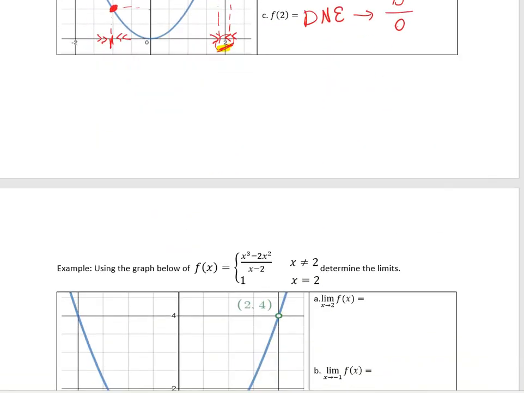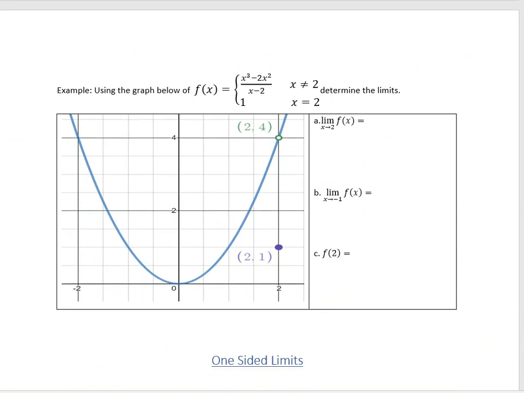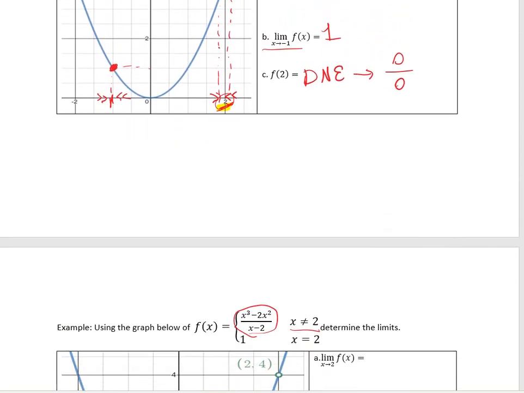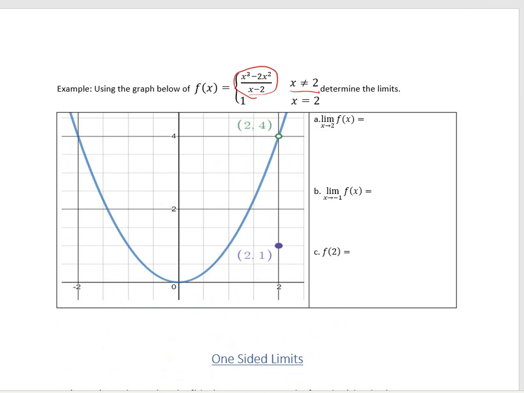Alright, let's look at one more example. This is a piecewise function. For this piecewise function, it says, hey, as long as x does not equal 2, our graph is going to look like this equation here. So that's why it looks identical to the graph above. However, what it did is it says, hey, if you really want to plug 2 into your function, just have your y value equal 1. That's where this point comes into play.